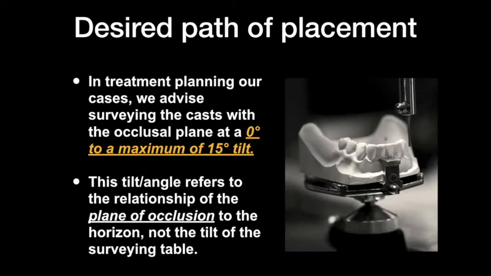When we do the treatment planning on the cast, our advice is that you probably don't want to tilt the cast over 15 degrees, followed by the occlusal plane. Just remember, this tilt or angle refers to the relationship to the plane of occlusion, not the tilt of the surveying table. Because sometimes the base of the cast may not be really parallel to the floor or to the plane of occlusion. So you just need to follow the remaining teeth to determine the plane of occlusion, and then when you tilt your surveying table to find the desired path of placement, it should not be over 15 degrees.